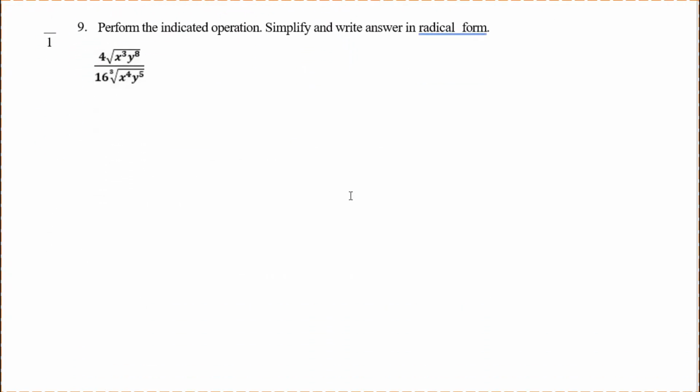All right, so now we're going to perform the indicated operation, simplify and write the answer in radical form. So notice that this fraction in here reduces, so this becomes 4, so we can divide this by 4 and divide that by 4. So that becomes 1/4. I'm going to do that before I do anything else. So that becomes 1/4 right there.